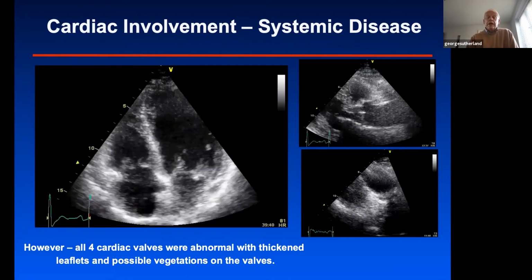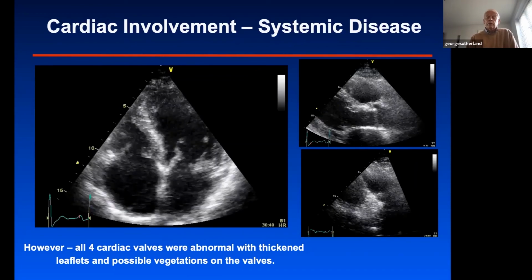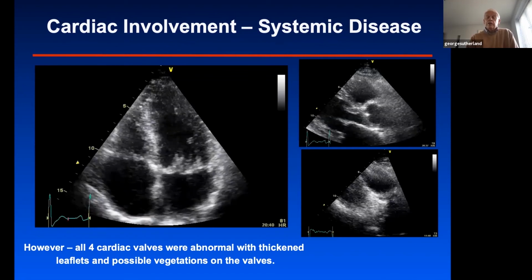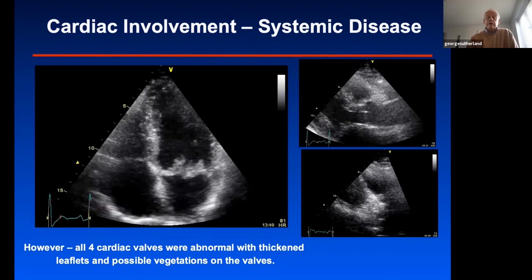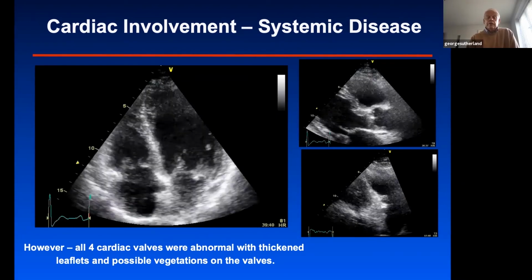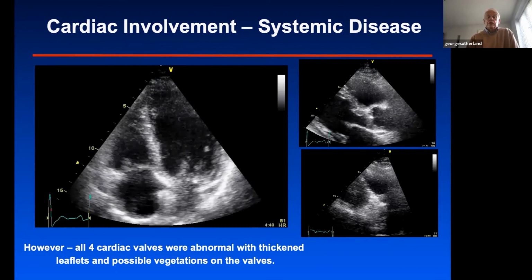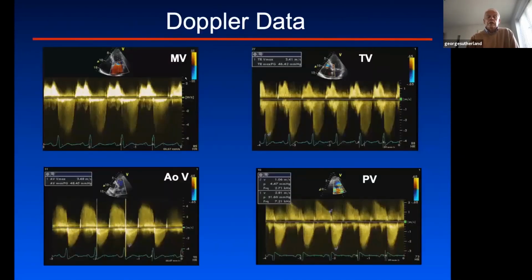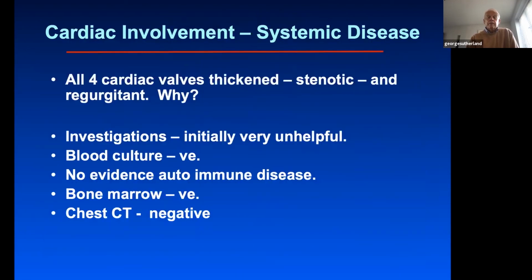His tricuspid valve is grossly abnormal as well with thickening. And at the bottom right, you can see his pulmonary valve is very thickened. All 4 valves are abnormal with thickened leaflets and possible vegetations on the valve. These are his Doppler findings indicating stenosis and regurgitation of every single cardiac valve. I had never seen this before at all and wondered what it was.